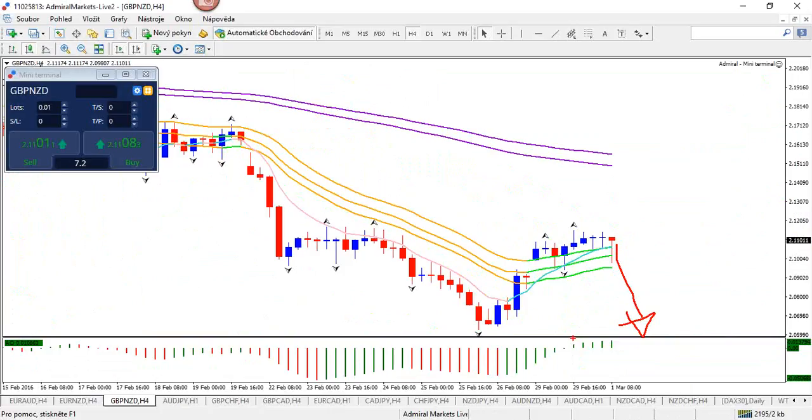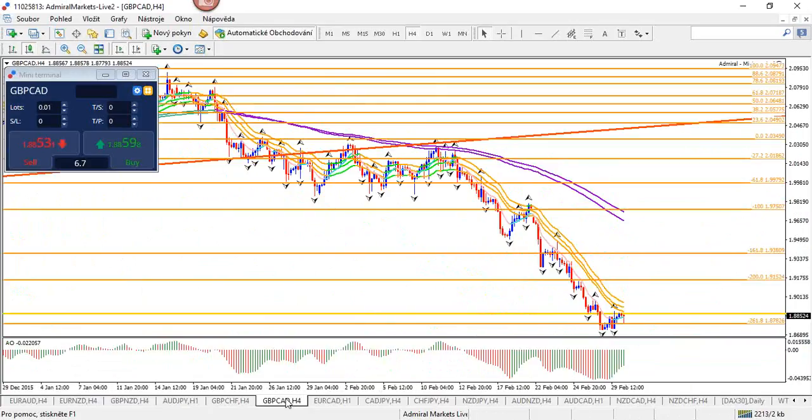All right, we looked at many pairs. I guess there are a couple of crosses that we didn't look at. Pound CAD, no divergence either. Same story. Actually, very strong downtrend at the moment.